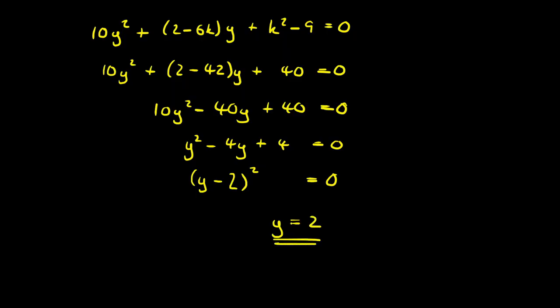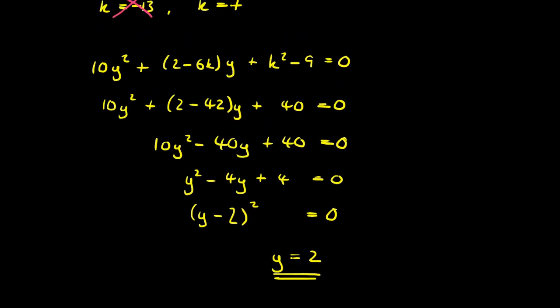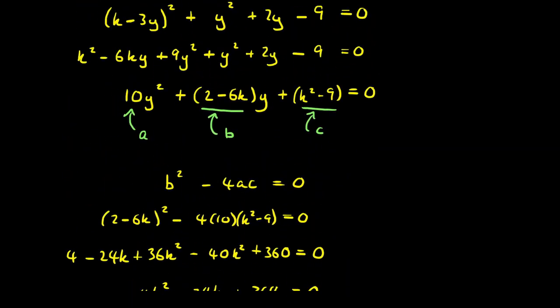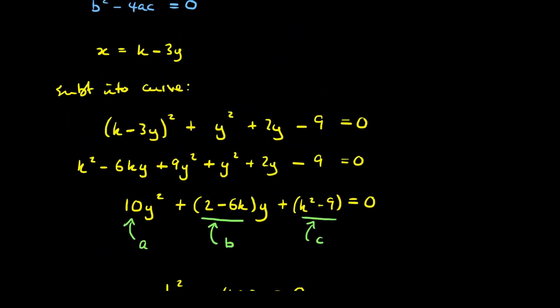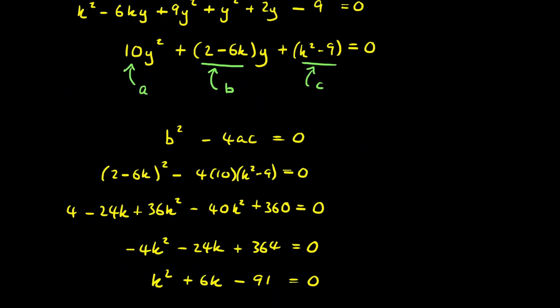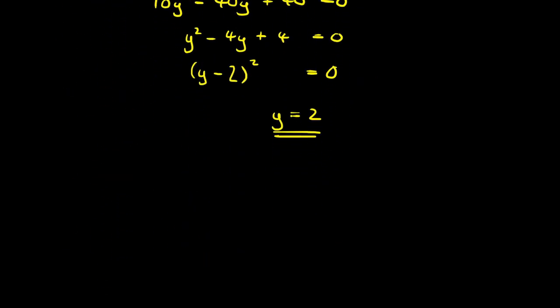And by the way, we were expecting that, weren't we? Because we should get a repeated solution if this line is a tangent. We get y is equal to 2. Okay, if we've got y is equal to 2, then how are we going to get our x coordinate? Well, we're going to substitute into here, right? x is equal to k minus 3y. So I'm going to write down x is equal to k minus 3y. And so k is 7, minus 3 times 2. So 7 minus 6, which is equal to 1.